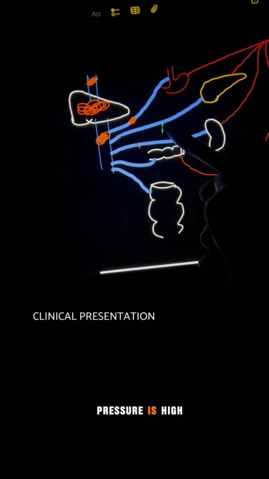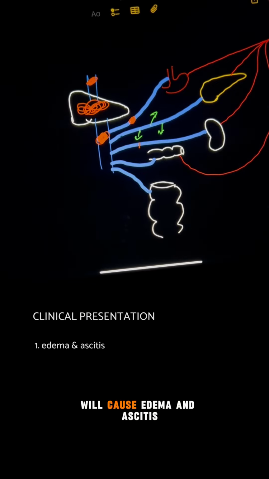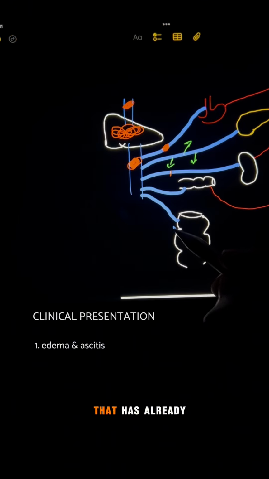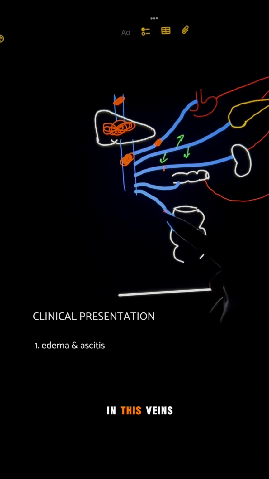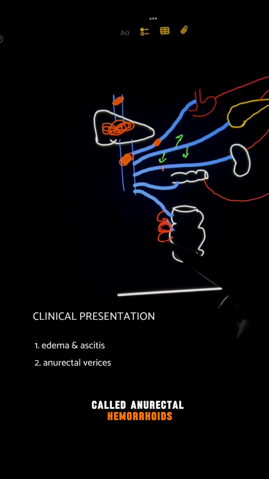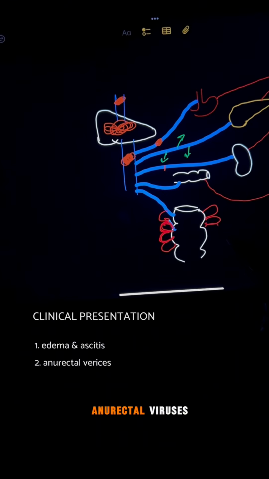As the blood pressure is high in these veins, then the fluids will leak out and that will cause edema and ascites. Now there are certain systemic veins in these organs that have already anastomosed with the portal venules. Now if the blood pressure is high in these veins, the blood will forcefully move to these vessels and they will balloonate these vessels and hemorrhoids are formed, and those are called anorectal hemorrhoids. So the patient will be presented with anorectal hemorrhoids or anorectal varices.